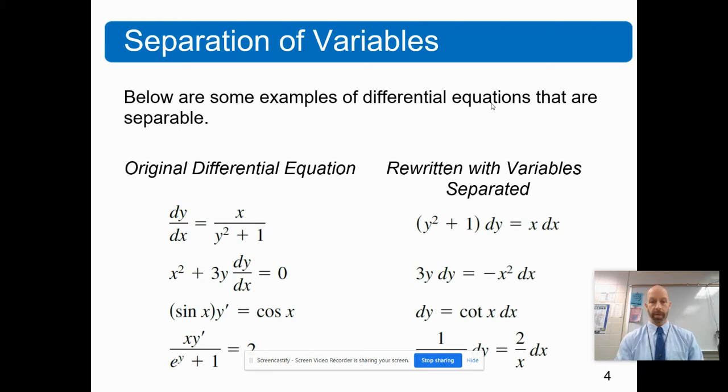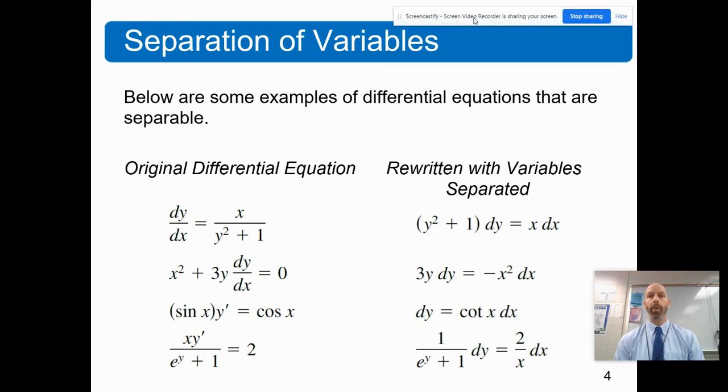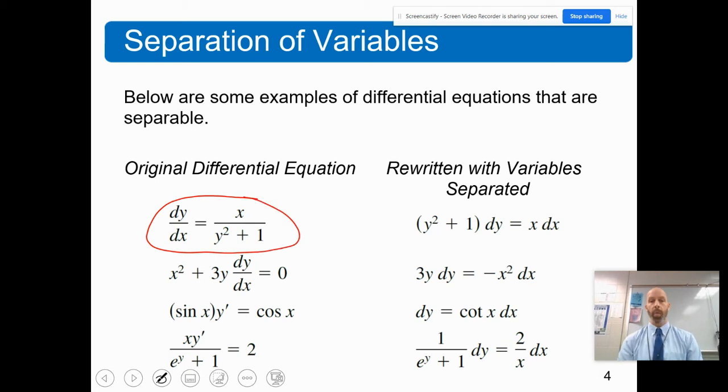Below are some examples of differential equations that are separable. If we look at the one on the left, you've got dy/dx equals x divided by y squared plus 1. You'll notice that here we have x's and y's on both sides of the equation. But if we cross multiply, we can get the equation on the right. Now notice, here's the key idea: everything on the left is now in terms of y, and everything on the right is in terms of x. So we would say that this is a separable equation.